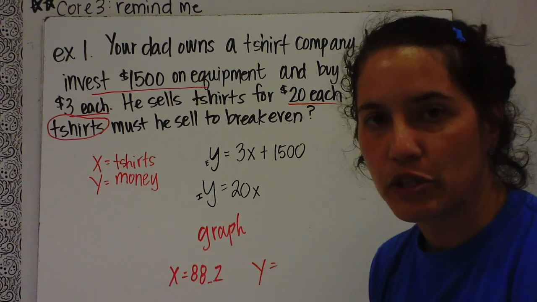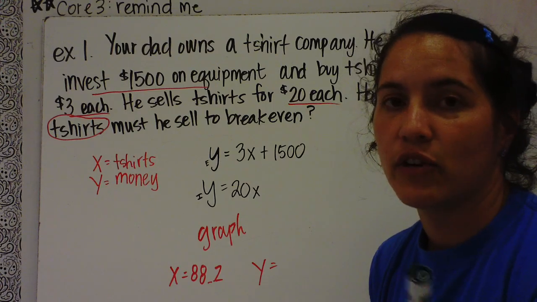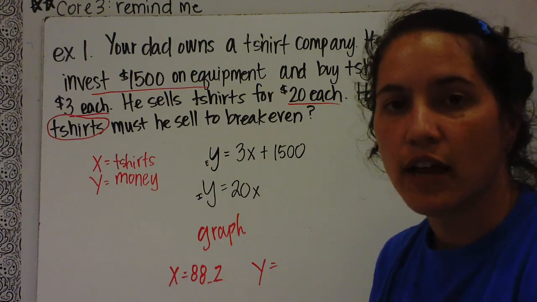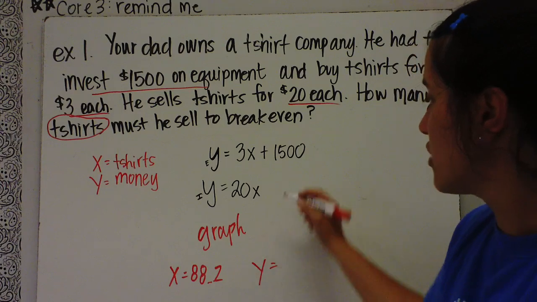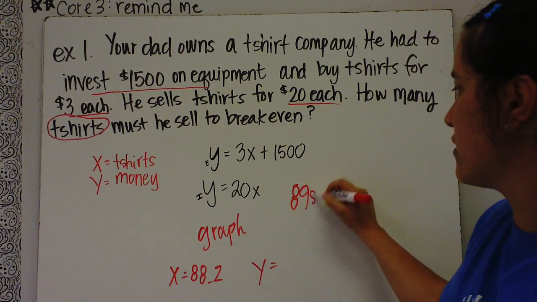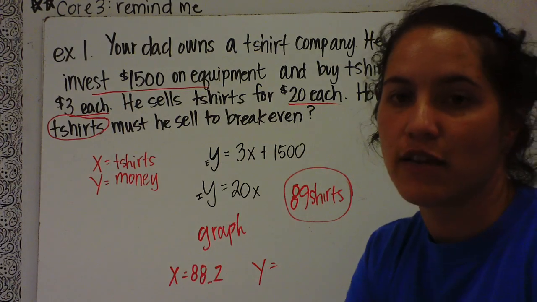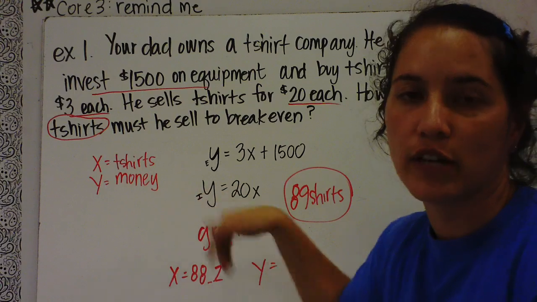Can you have 88.2 of a t-shirt? No, you cannot. Therefore, you have to decide, am I going to have 88 t-shirts or am I going to have 89 t-shirts? Now, if you sell 88 t-shirts, that's not going to give you enough to break even. It's going to be too low. So the answer is 89 shirts. 89 shirts mean if you sell 89 shirts, that's going to pay back your expenses and it'll break you even.